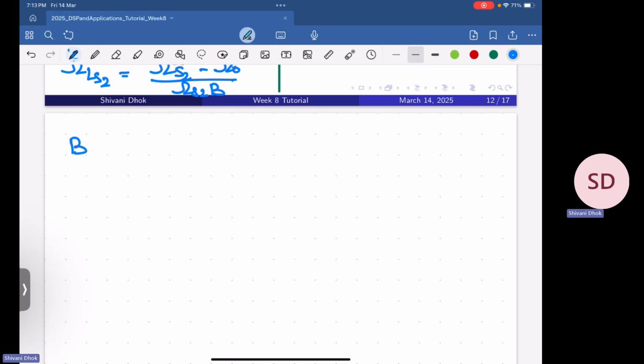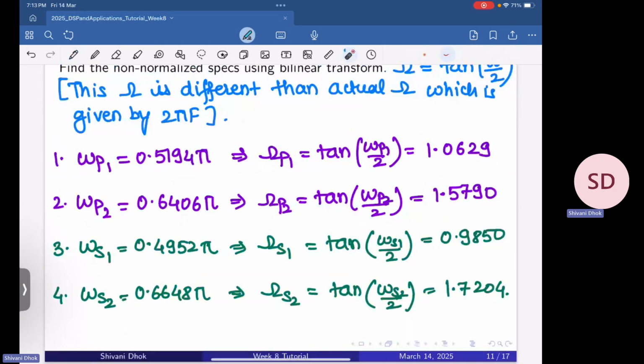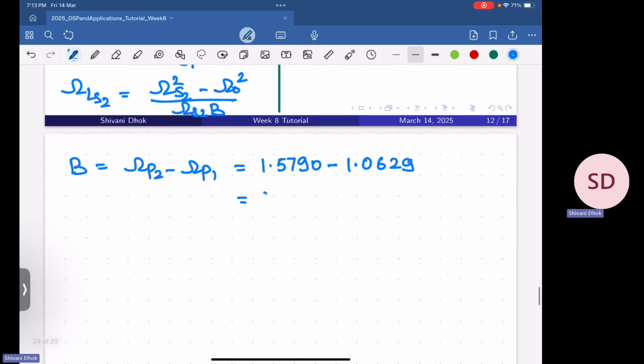So b is basically omega p2 minus omega p1. What is the value of omega p2 and omega p1? We have found out in the previous question. So this omega p2 is 1.5790 and this omega p1 is 1.0629. So here what we get, 1.5790 minus 1.0629. This comes out to be equal to 0.5161.